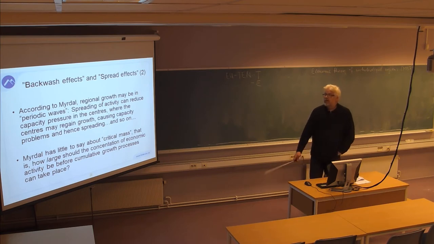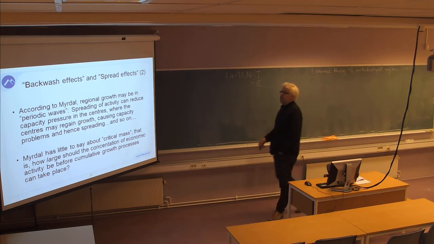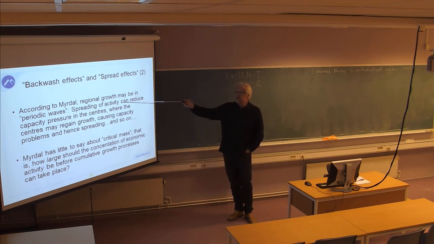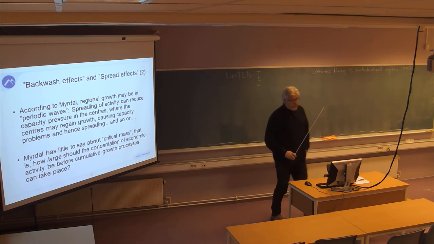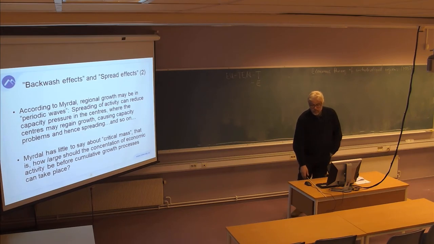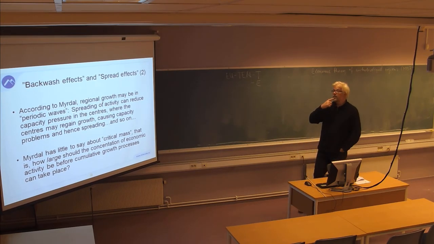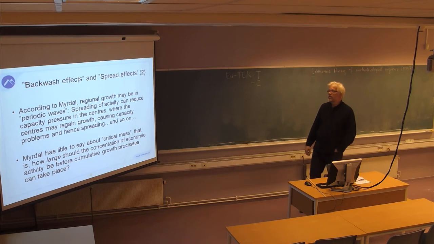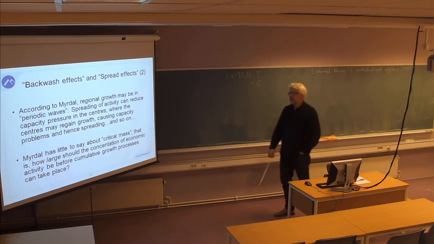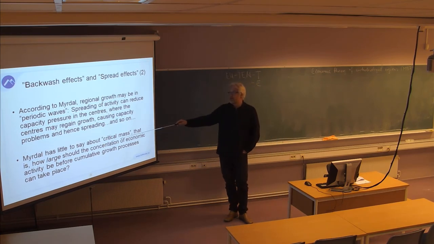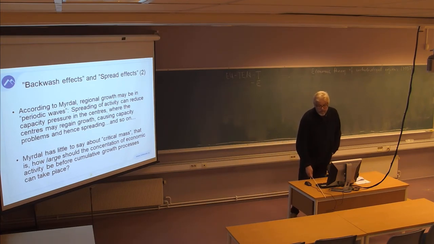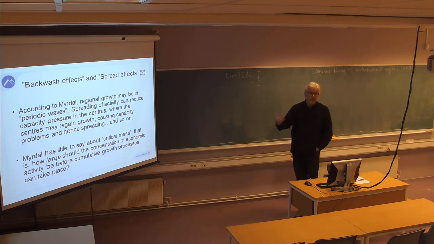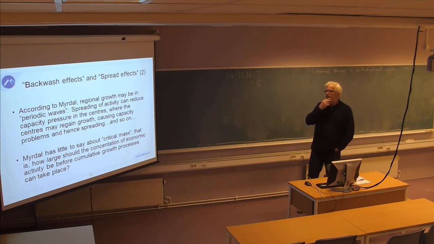So this can take place, according to his book, in periodic waves. Spreading activity can reduce capacity pressure in the centers. Then you can have a regain of growth causing a new wave of spreading of activities, and so on. So this can be an unstable equilibrium, so to speak. But he didn't say much about the critical mass problem. How big, how large should the concentration be to be self-sustainable in terms of having this self-perpetuating growth to take place.